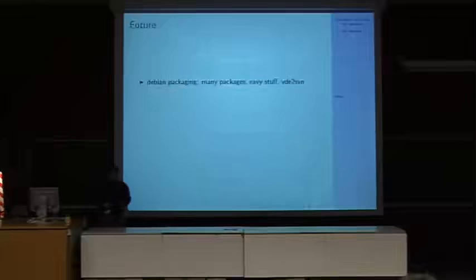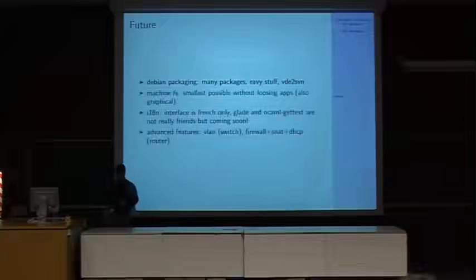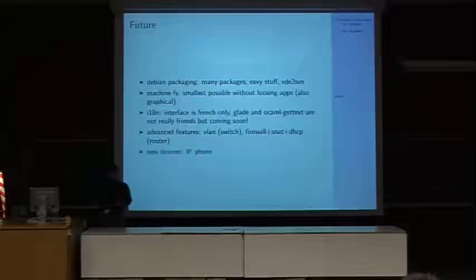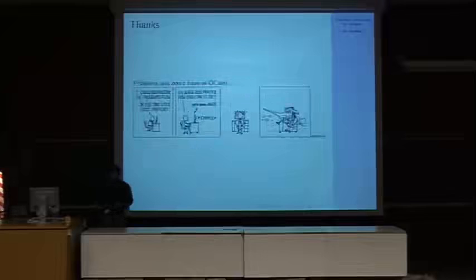And what we see for the future: we're currently working on Debian packaging. That is almost done, although we have some problems because we have some really heavy stuff to package, for example file systems, and we also rely on other software, so we're waiting for the development cycle of VDE, etc., so it's quite complicated. We're working on making machine file systems even smaller, and I am working on internationalization, or at least I'm trying. We also have in mind some advanced features like VLAN, firewall, NAT, and DHCP for routers. And we're also thinking of new devices, for example an IP phone for SIP and stuff like that. So I'm done.